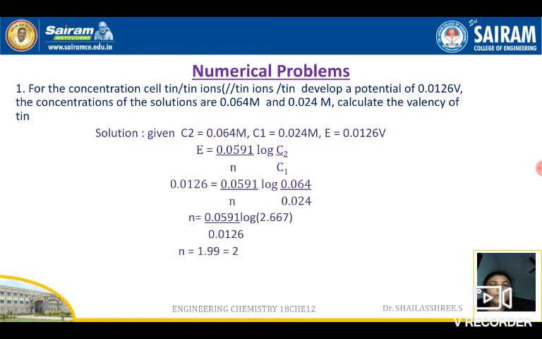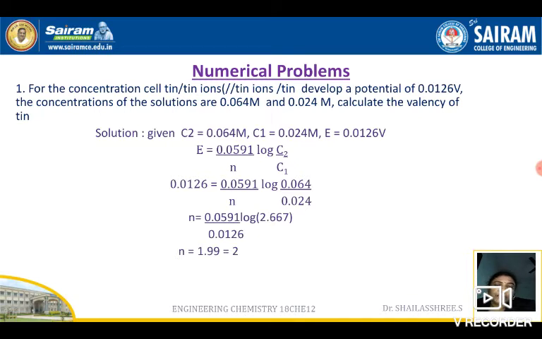Okay, write the formula now. E is equal to 0.0591 by n into log of C2 by C1. Substitute all the known terms. Potential is given, E, that is 0.0126, and 0.0591 by n. You don't know n. Here you are asked to determine the valency, so you don't know the valency, right? So you have to write n as it is. Log of C2 by C1, C2 is given as 0.064, C1 is 0.024. When you calculate, you will get the final answer as n is equal to 1.99, that is rounded off to 2. So the valency of tin is 2.